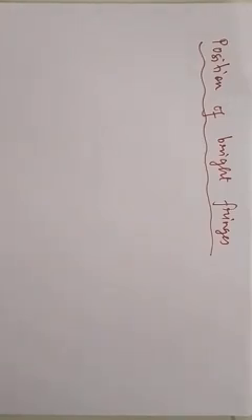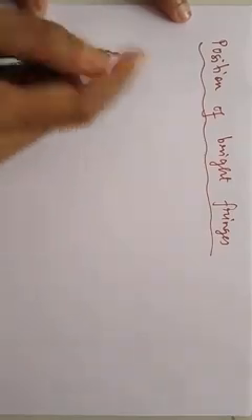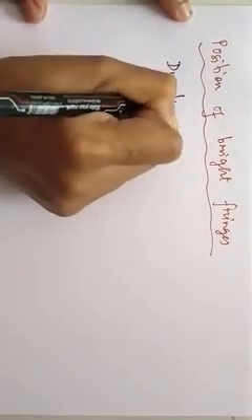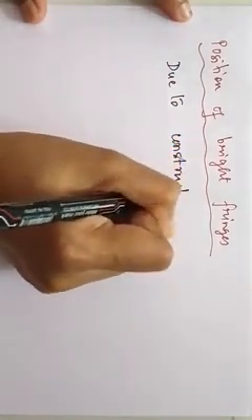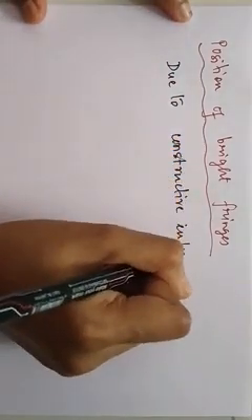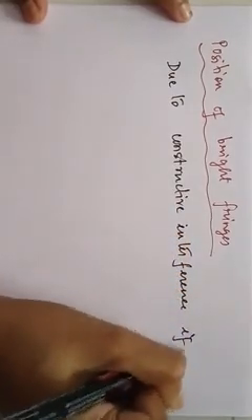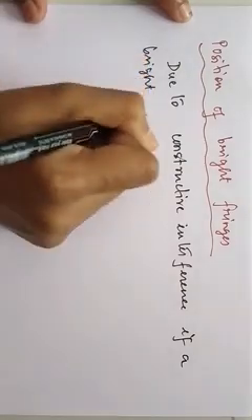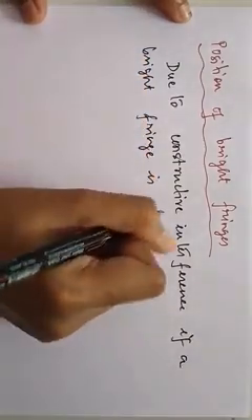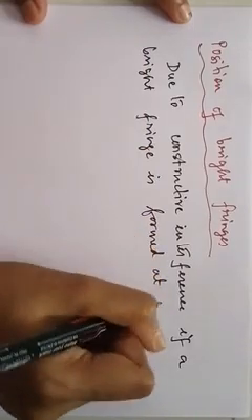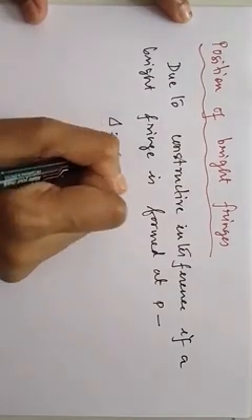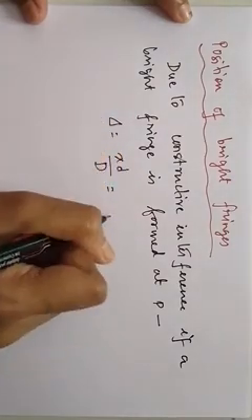So now we'll find the position of bright fringes and dark fringes. We know at a distance x from the center of the screen, the path difference is given by xd by D. Now if at that point a bright fringe is formed, that is due to constructive interference, then we can write that if a bright fringe is formed at P, then that path difference, which is xd by D, will be equal to m lambda.